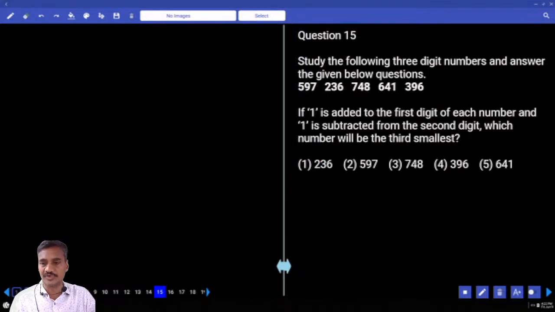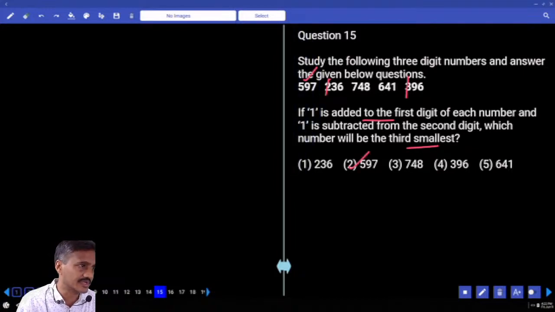Then next one, 15th one. 1 is added to the first digit of every number. And 1 is subtracted from the second digit. And second, which number will be the third smallest? Now, third smallest, 1 is added to the first digit. If 1 is added to each of the first digits, third smallest is nothing but the same original number. Now, this is the first, this is the second, and this is the third. 597, choice. Now, follow here.